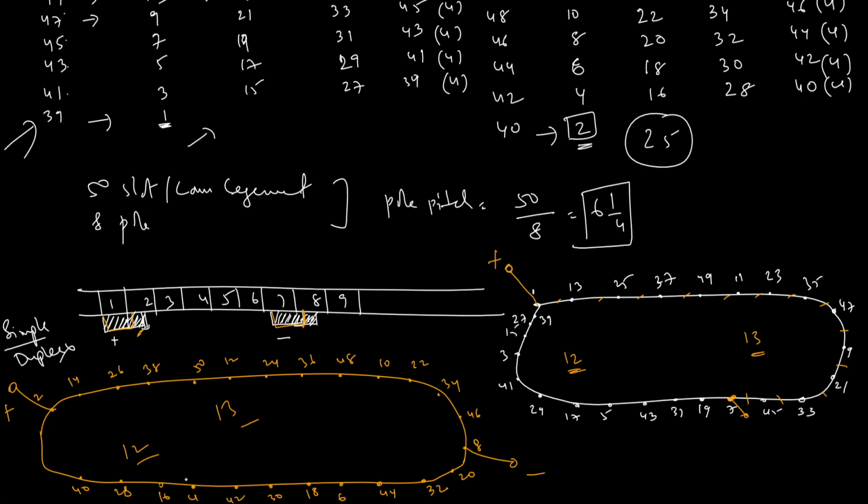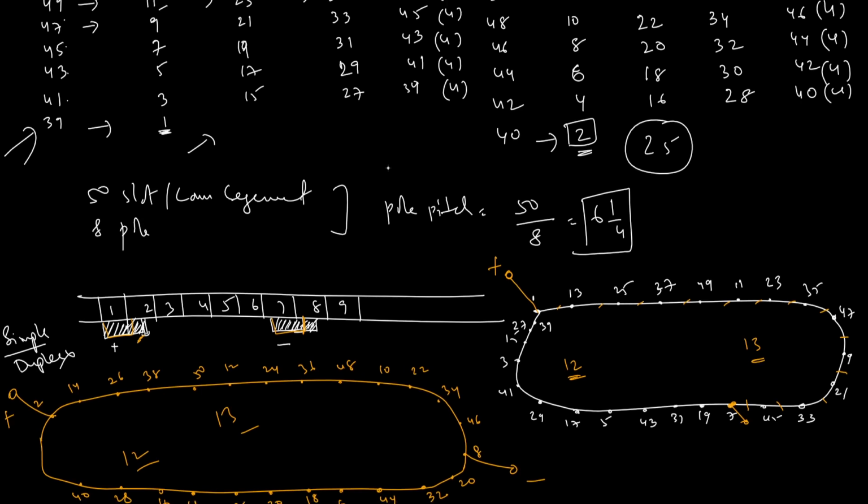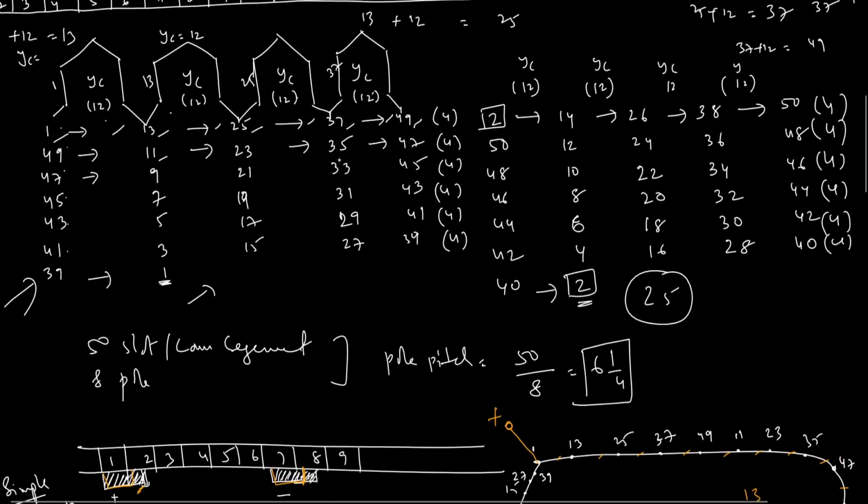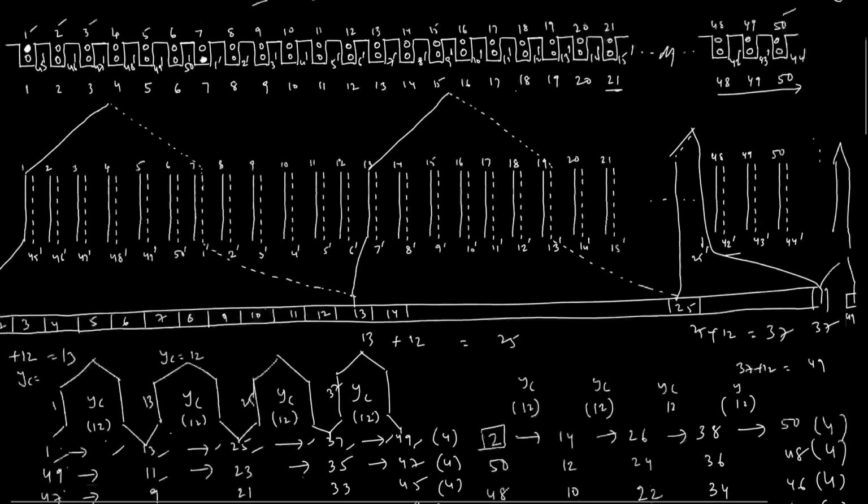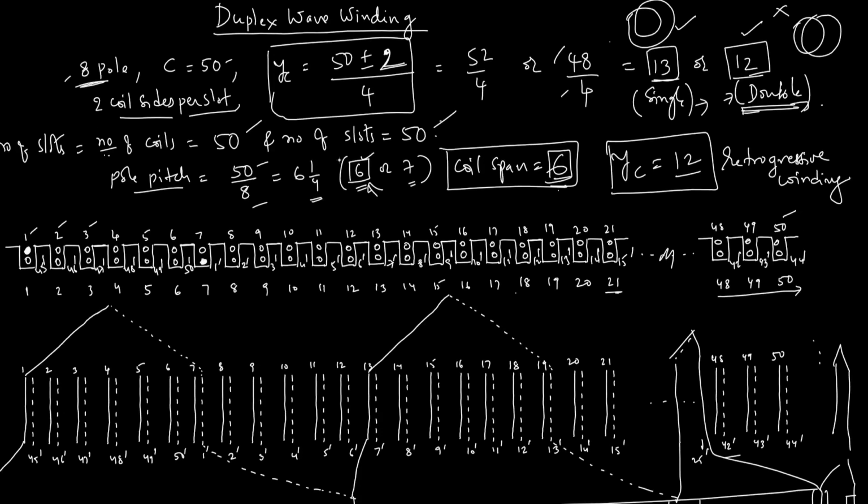So this is how the duplex wave winding can be drawn, and their layout diagrams, the connecting table, brush positions and circuitry can be identified.